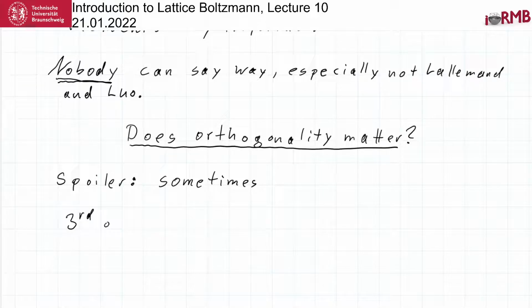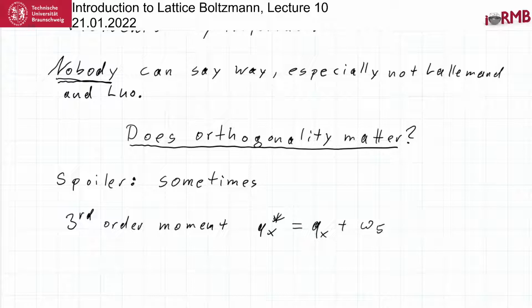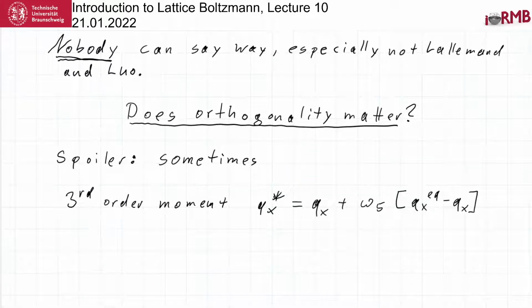Let's start with the third order moment, or related to the third order moment, Q, and their relaxation. So Qx after collision is Qx before collision plus what they call omega 5 times Qx equilibrium minus Qx. So this happens. This is one moment collision in the Lallemand and Luo model.